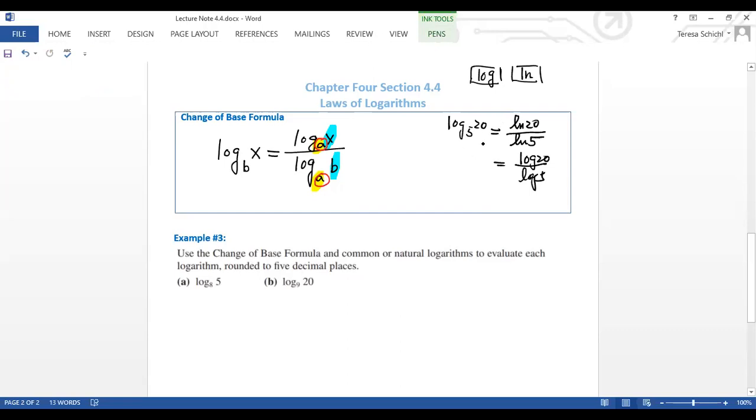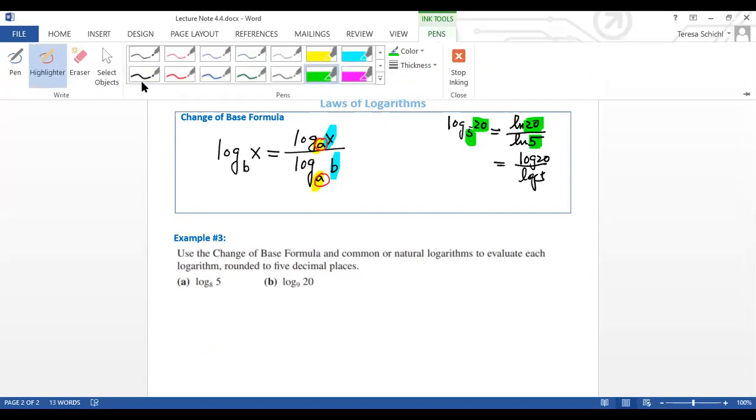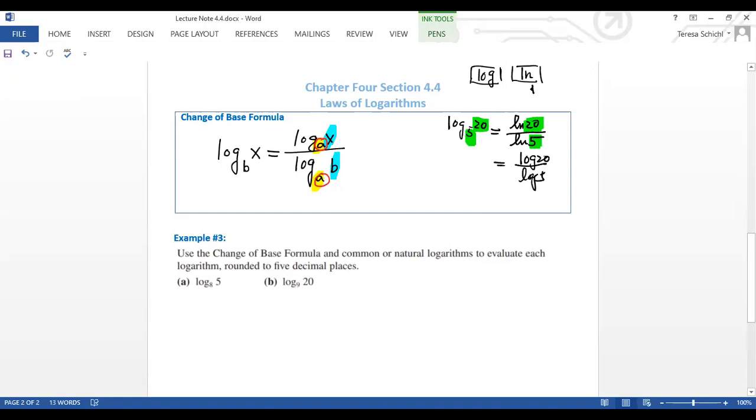And then for any other log, you can use the change of base formula. So the 20 goes here, and the pi goes here. You can choose any log base. We know this one is base e, and this one is base 10, so be careful. That's the change of base formula, okay?